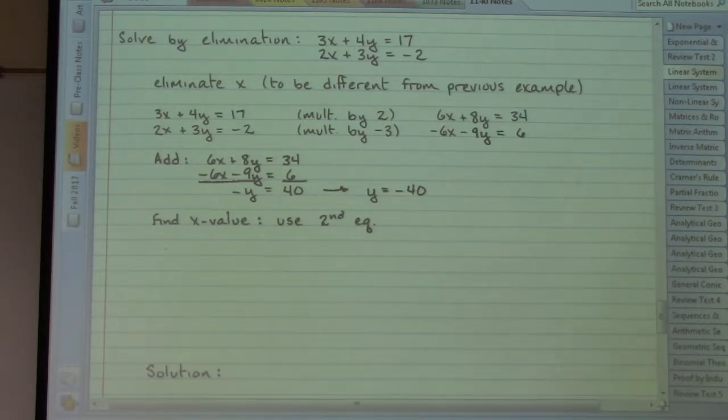So, in the second equation, we have 2x plus 3 instead of y, now we believe that that should be a negative 40, equals negative 2, meaning that we would have 2x minus 120 equals negative 2, which means that we would have 2x equals, adding 120 on both sides, 118 is equal to 2x, and therefore it would seem that x is equal to 59.